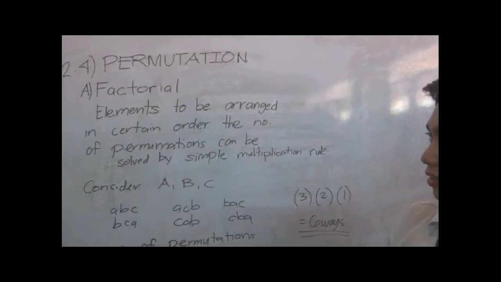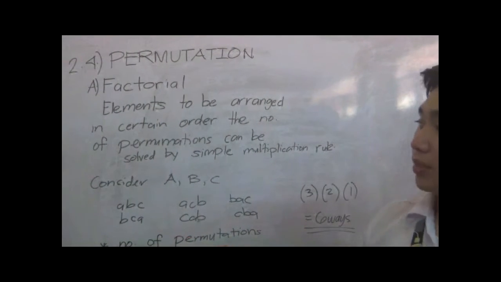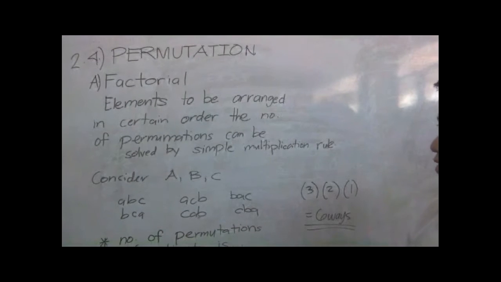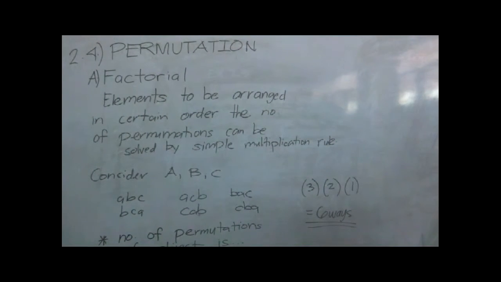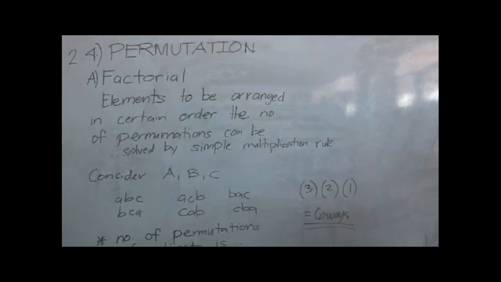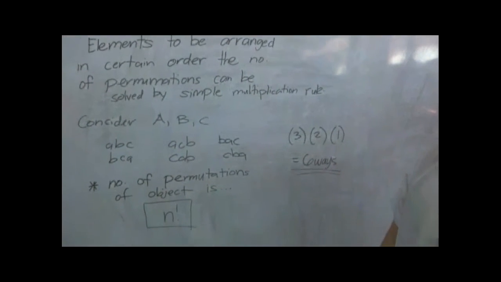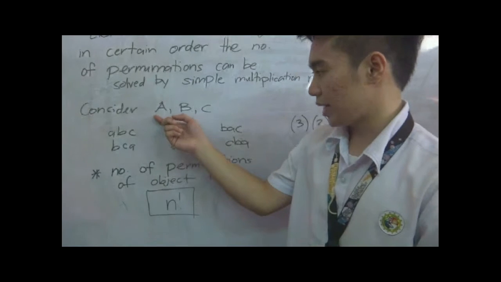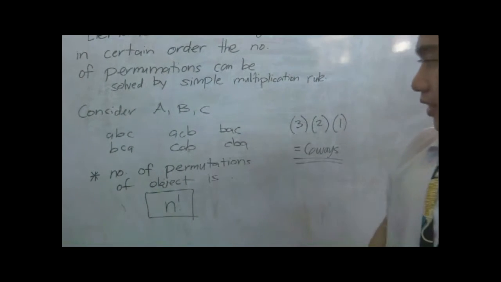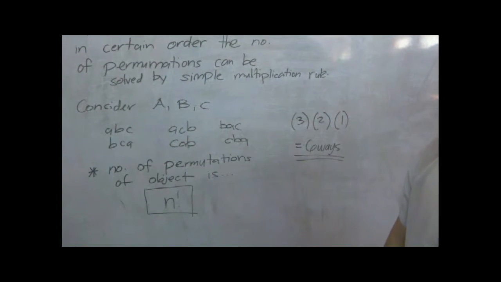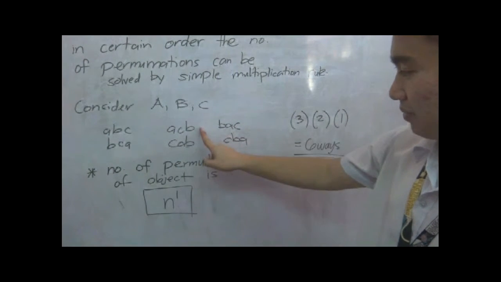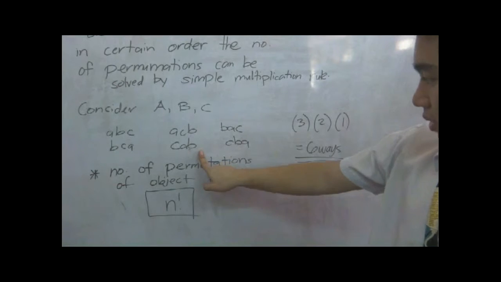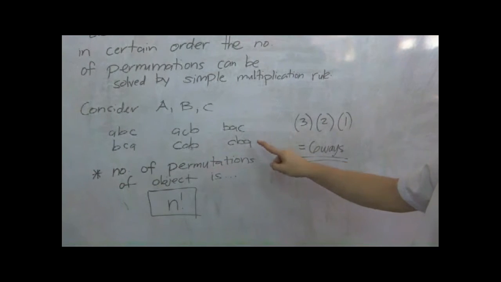We have the branch first of factorial, and the factorial is all elements to be arranged in a certain order. The number of permutations can be solved by a simple multiplication rule. First example of this is the letters A, B, and C. Letters A, B, and C can be arranged as ABC, BCA, ACB, CAB, BAC, and CBA.